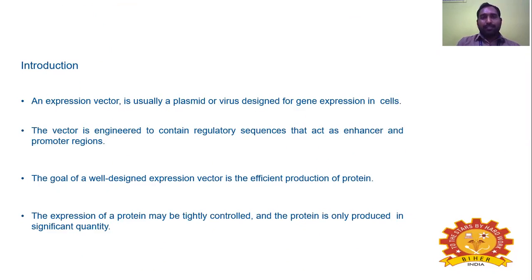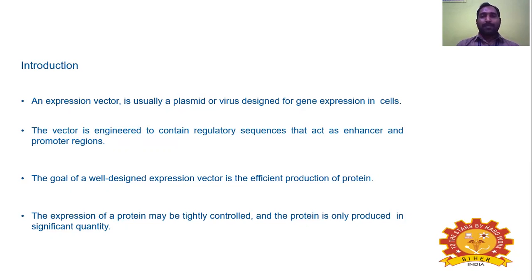So usually the expression vector, which would be a plasmid or virus, is designed for gene expression in host cells. This vector can be genetically engineered to have regulatory sequences that can act as an enhancer or promoter region. The goal of a well-designed expression vector is the efficient production of a particular product or specific protein molecules.